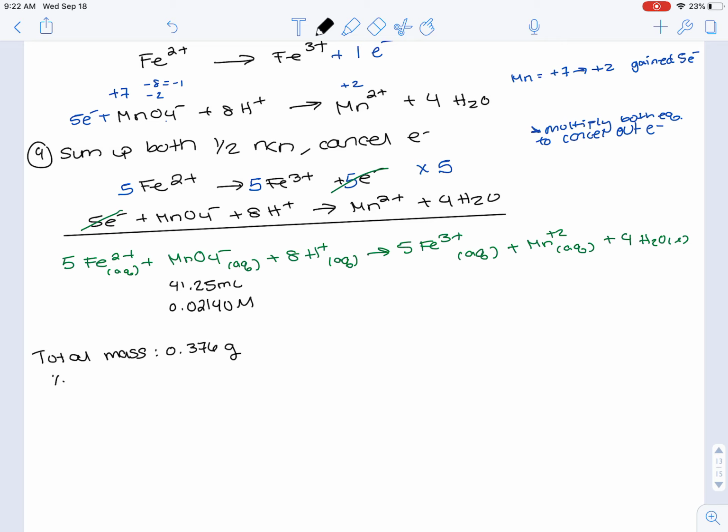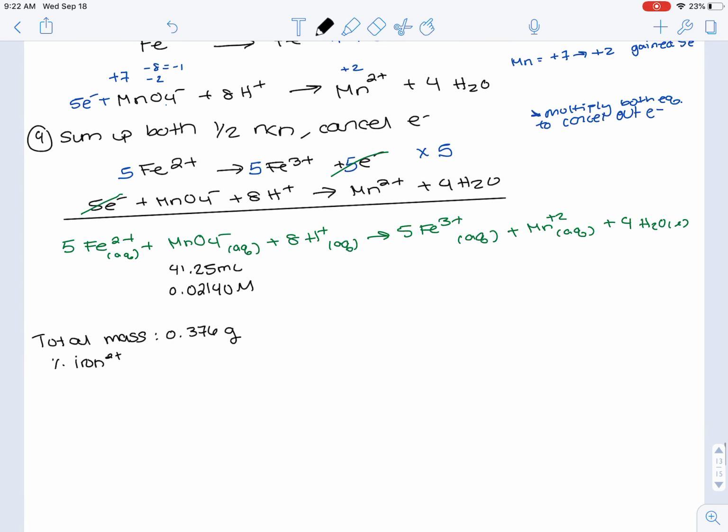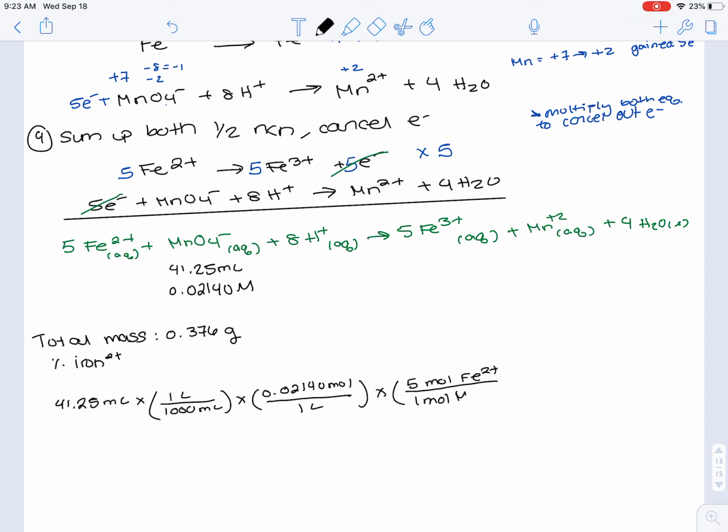I want to know percent iron 2+. So I'm going to use my mole ratio to solve for the iron 2+ using the equation that I just balanced. So I take my 41.25 milliliters, make it into liters since molarity is in liters, multiply it by the molarity to get moles of MnO4-. Then I use my mole ratio. I have 5 moles of Fe2+ over 1 mole of MnO4-. And since I want mass, I have one more step and use the molar mass of iron. And then I just calculate that all together.